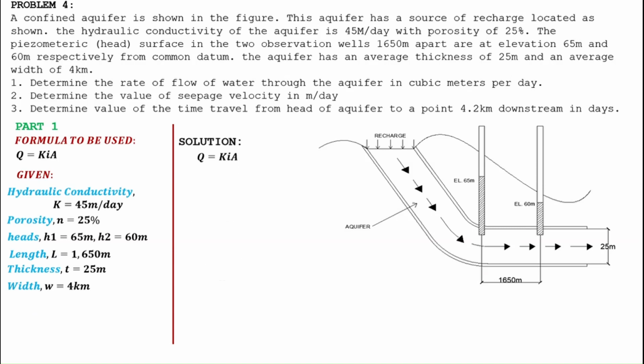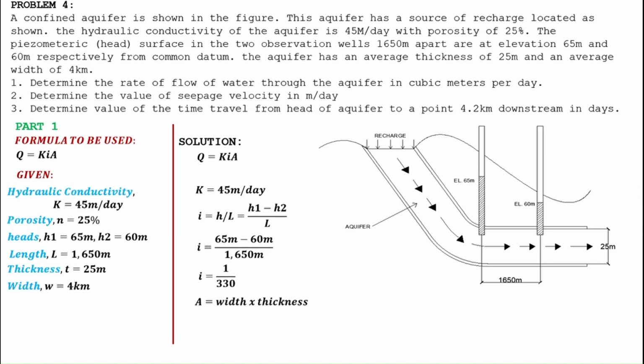From the formula Q is equal to KIA, where K is equal to 45 meters per day. Our hydraulic gradient can be calculated as the difference of head over the length, or 65 meters minus 60 meters over 1,650. Hydraulic gradient is therefore equal to 1 over 330.